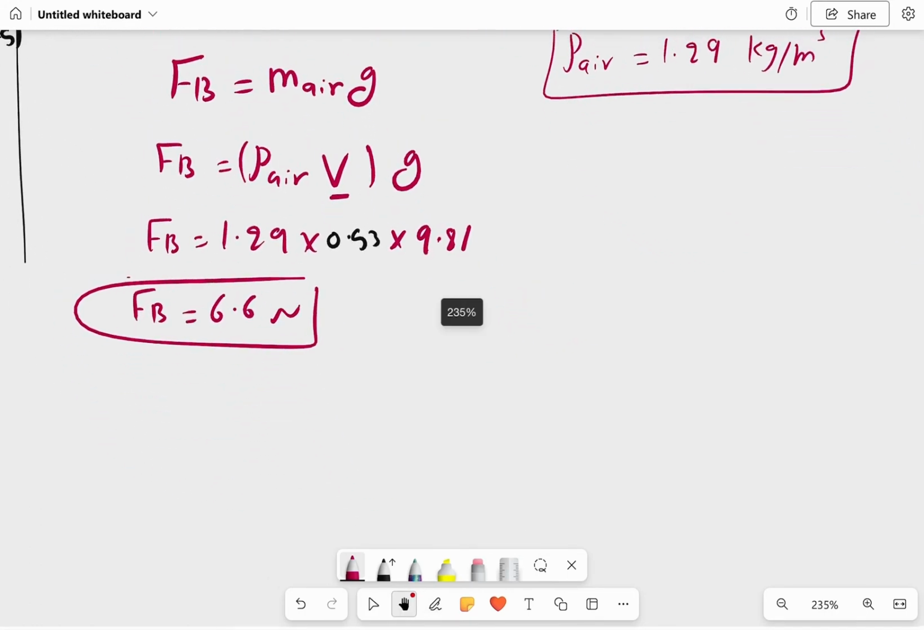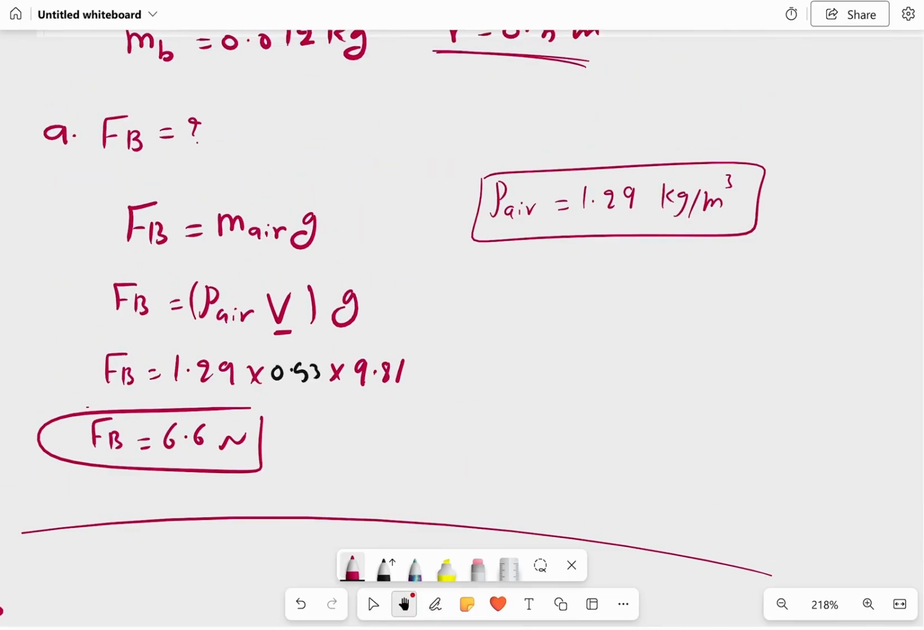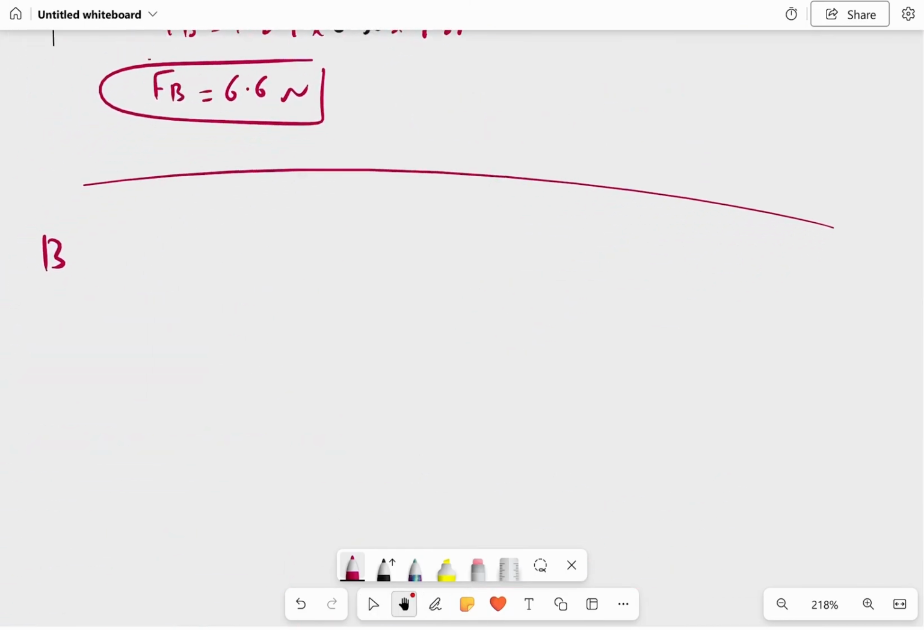Let's solve B. Okay, now B, guys, it says: what is the magnitude of the net force acting on the balloon? Okay, it needs all the forces that are acting on this balloon.